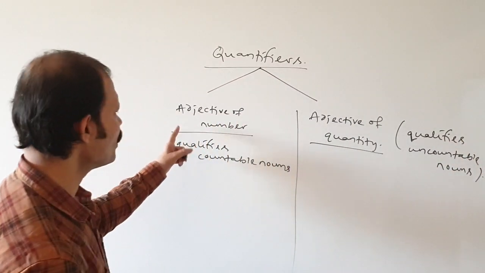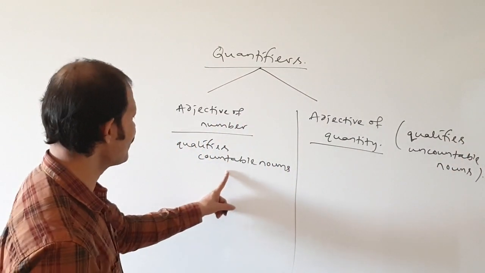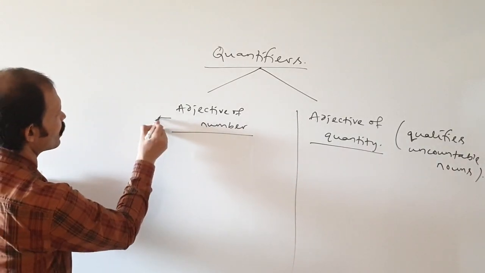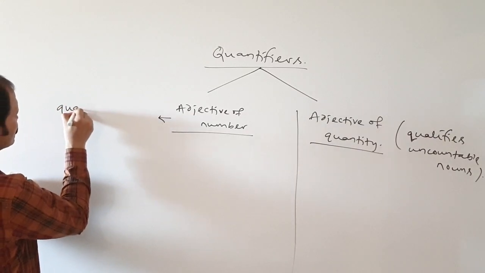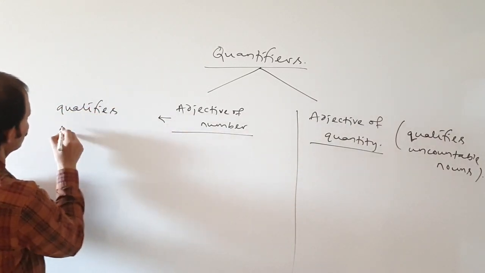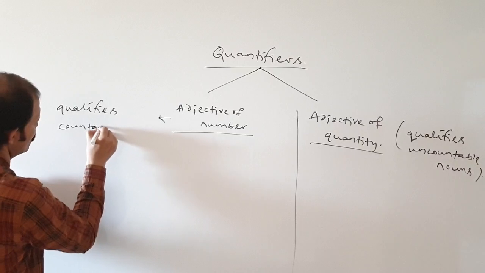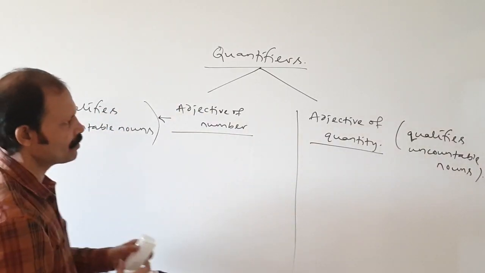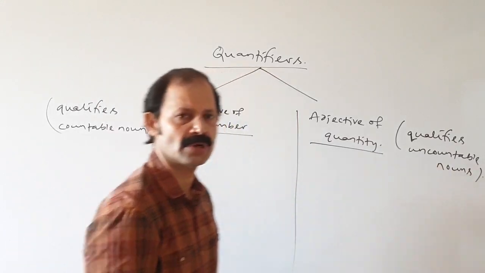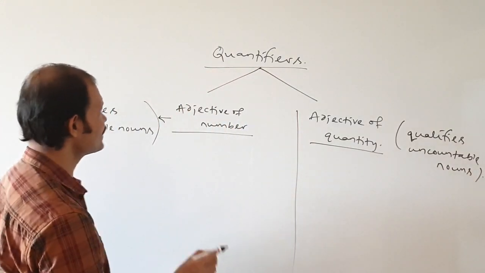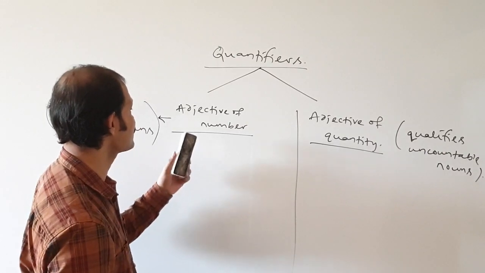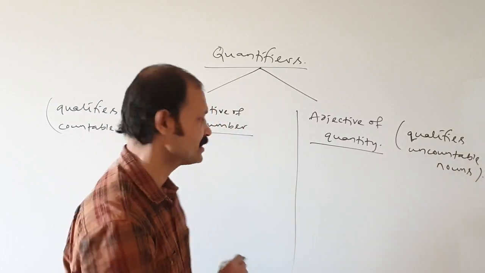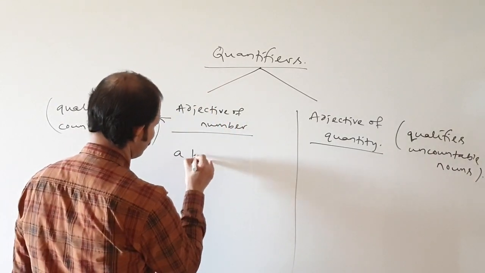So adjective of number qualifies countable nouns. Let me write it here. Adjective of number qualifies countable nouns, and adjective of quantity qualifies uncountable nouns. Then what are the words that should be used as adjective of number, and what are the words that are adjective of quantity? First is a lot of.